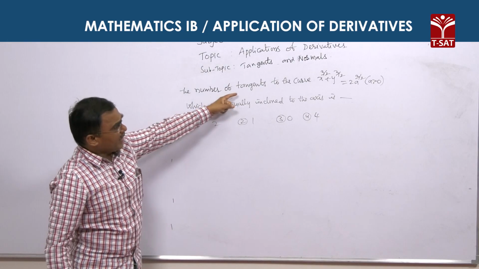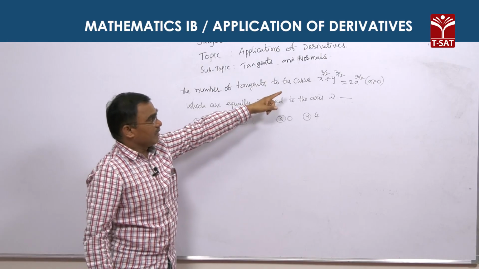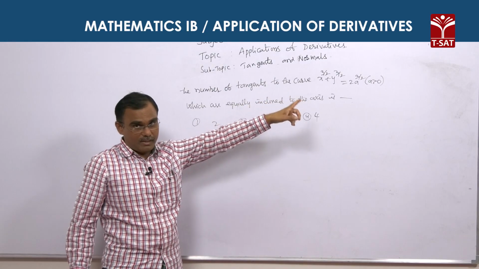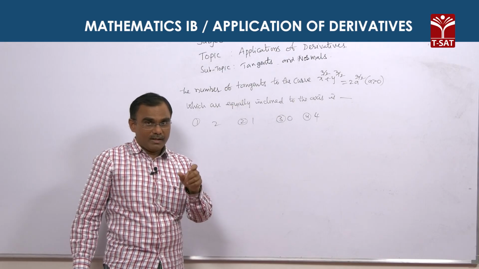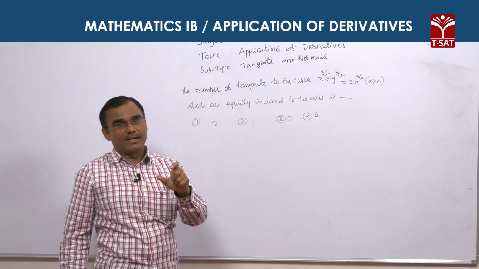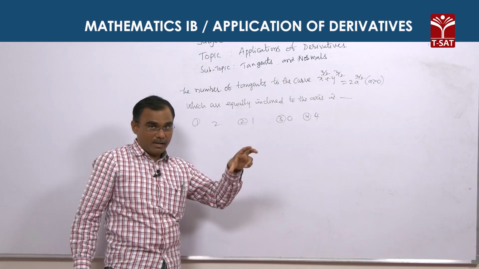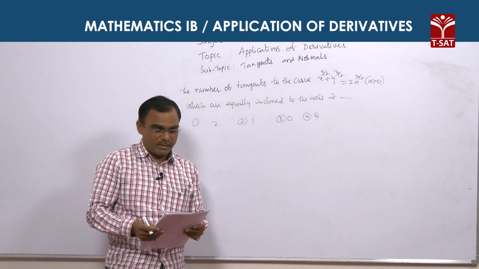The number of tangents to the curve which are equally inclined to the coordinate axis. Given curve x^(3/2) + y^(3/2) = 2a^(3/2), a positive. The tangent equally inclined means it makes the same angle with the x and y axis, so theta is equal to 45 degrees or 135 degrees. Both can be taken. In that case, slope is equal to plus or minus 1.